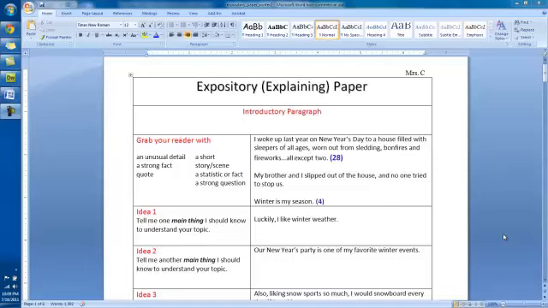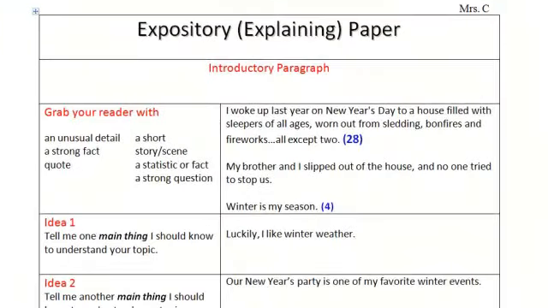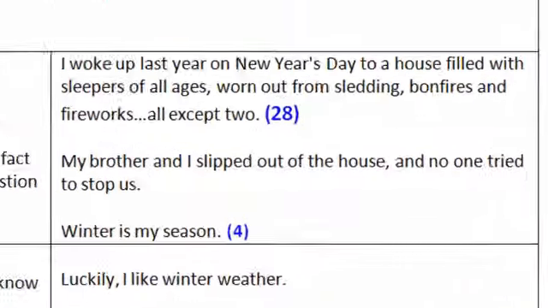Hello everyone. Today we're going to work on varying our sentence length so that we can have some nice fluency in our paper. In general, sentences tend to be around 13 words, some longer, some shorter. If they're all the same size, our writing can get boring. Let's look at these two.